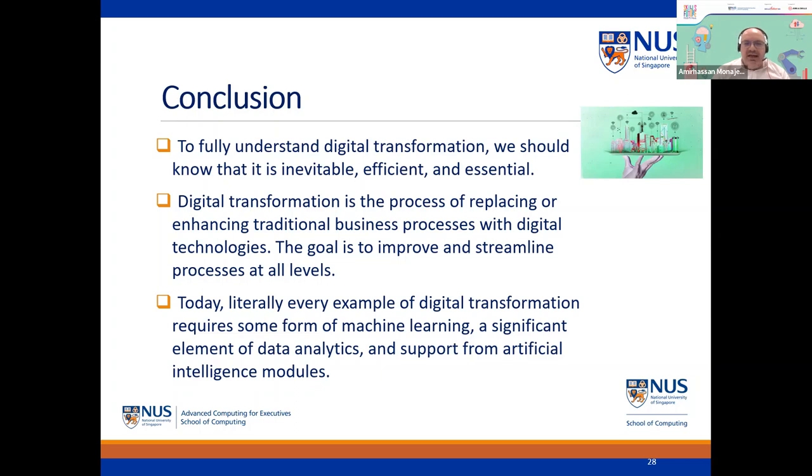Today, literally every example of digital transformation requires some form of machine learning and AI, a significant element of data analytics, and support from artificial intelligence models. These three should be there in your digital business, and then you can gain from that.